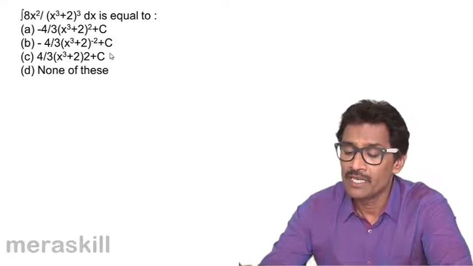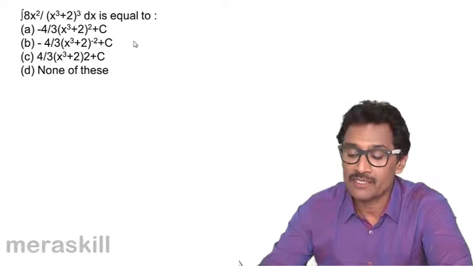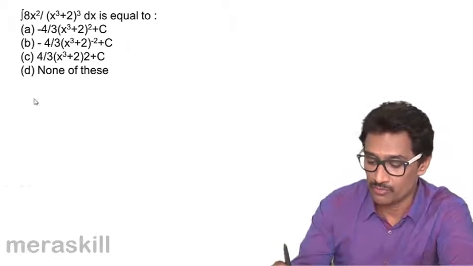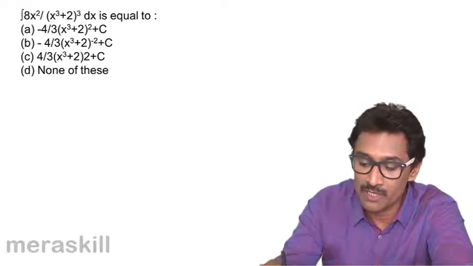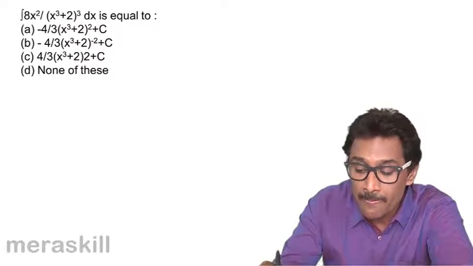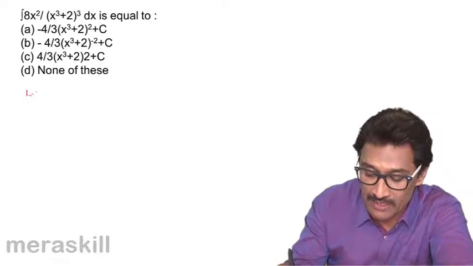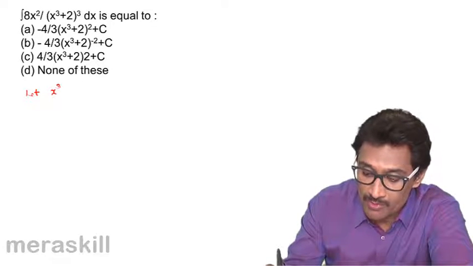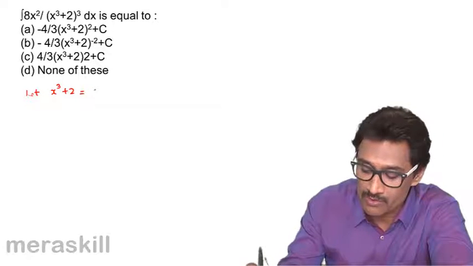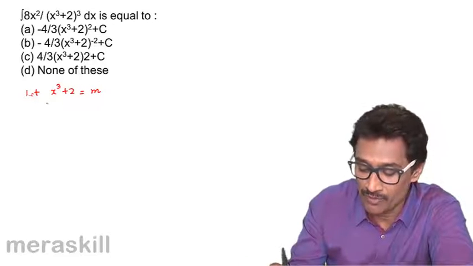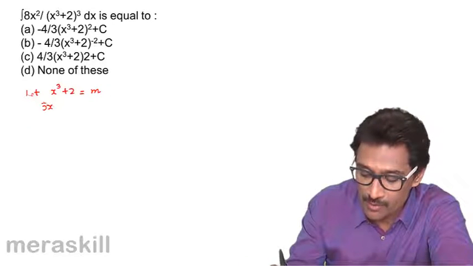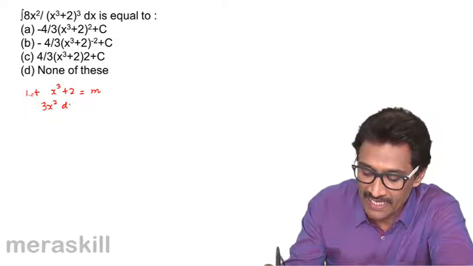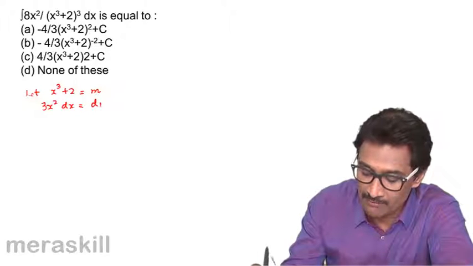Here you have 8x squared divided by (x cube plus 2) the whole cube. So let's do the substitution part. Now among these, this is the bigger thing. So we can take x cube plus 2 to be equal to, say, m. So we get 3x squared dx is equal to dm.